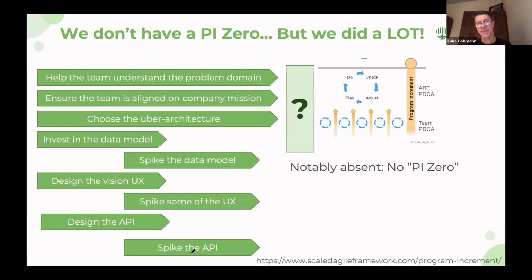So in SAFe, there's a notion of what's called a program increment, which is roughly every 3 months, you're going to release a big chunk of software. But when you're starting from scratch, you have to do a little bit of work. So we helped the team understand the problem. We made sure they understood the mission. We chose the Uber architecture, which was Heroku. We invested in our data model, our UX, and our API. So we would do a lot of spiking of these things to make sure we were doing okay.